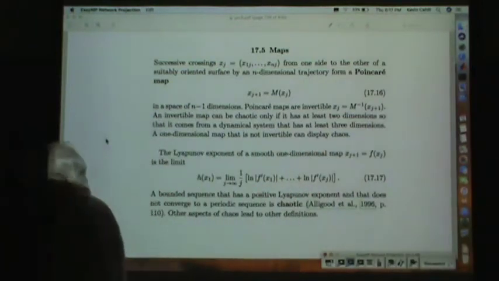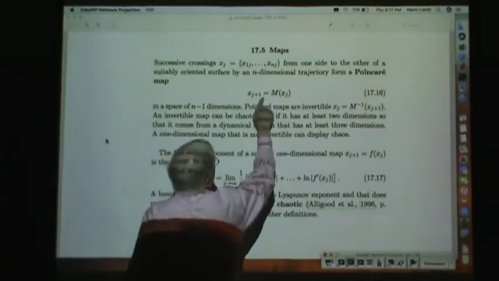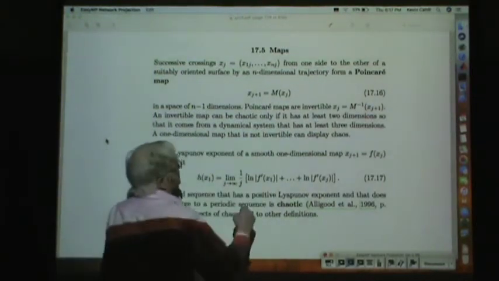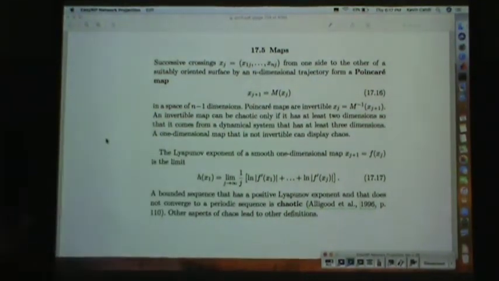And so it's simpler to analyze, and moreover, there's something else about it. It creates a map, and in fact, it's an invertible map. That is to say, x_j, x_{j+1}, x_{j+2}, these are the locations in phase space of the system when it crosses a certain surface.